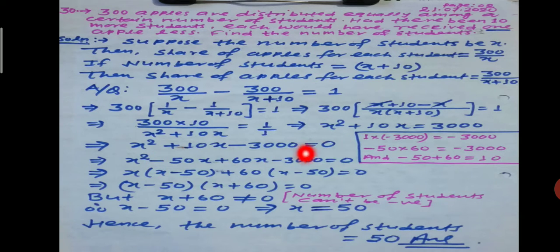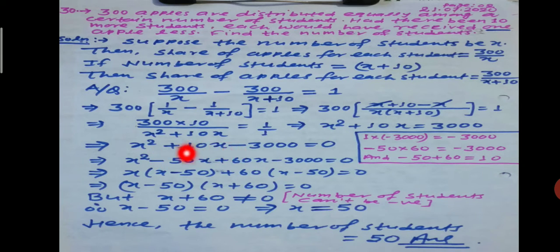Now we have got a quadratic equation. Now we have to factorize it. So the coefficient of x square is 1 and the constant term is minus 3000. When multiplied it will be minus 3000, and minus 50 multiplied by 60 will also be equal to minus 3000, and minus 50 plus 60 will be equal to 10, which is equal to the coefficient of x here.